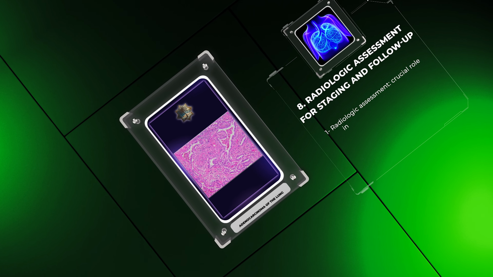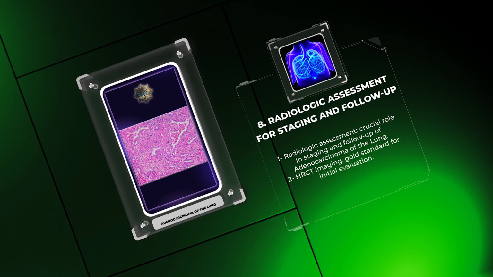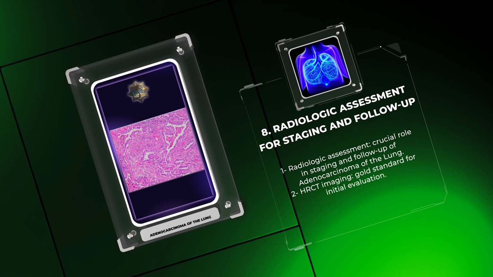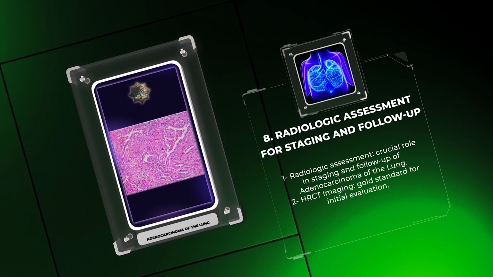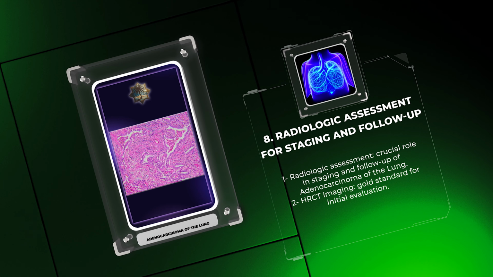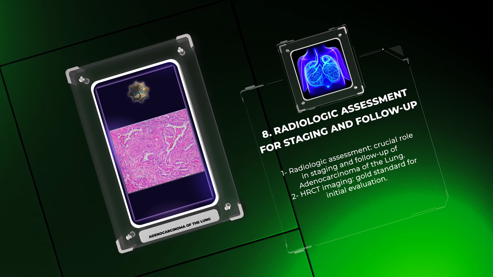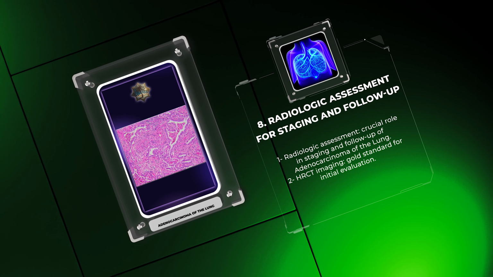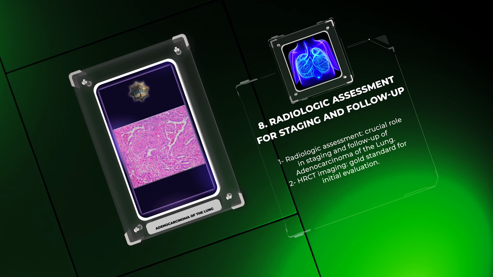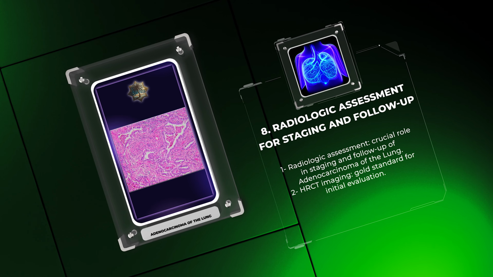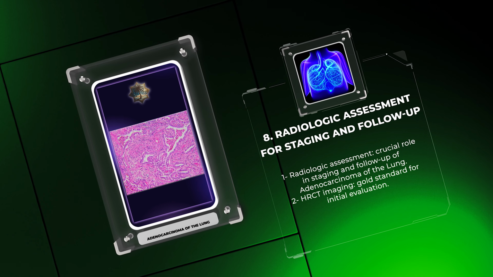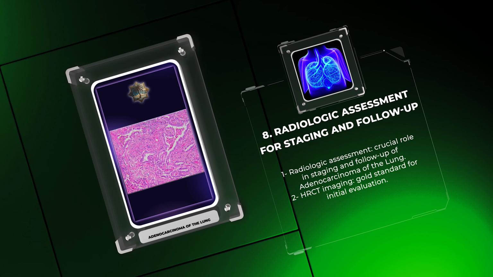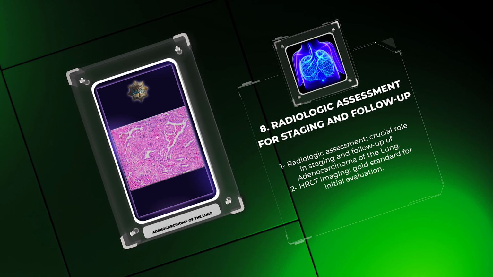Radiologic assessment plays a crucial role in the staging and follow-up of adenocarcinoma of the lung. High-resolution computed tomography, HRCT, imaging is the gold standard for initial evaluation, identifying the tumor's size, location, and possible involvement of mediastinal lymph nodes. Positron emission tomography, PET, scans, combined with CT, PET/CT, provide additional functional information, enabling the detection of distant metastases, lymph node involvement, and assessment of treatment response. These imaging modalities aid in determining the optimal stage of the disease and monitoring treatment efficacy.